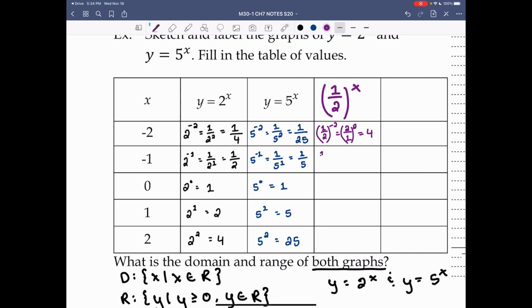Then 1/2 to the power of -1 would equal 2 over 1 to the power of 1, which just equals 2. One-half to the power of 0 equals 1. 1/2 to the power of 1 equals 1/2, and 1/2 to the power of 2 is 1 over 2 to the power of 2, which is 1/4.